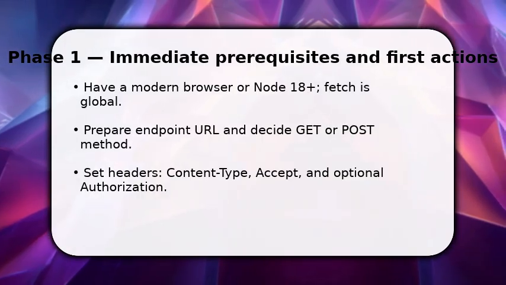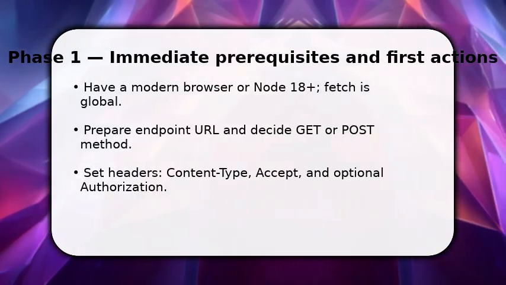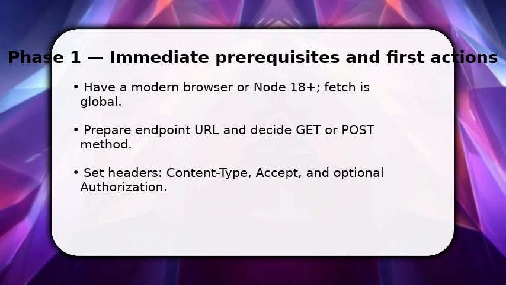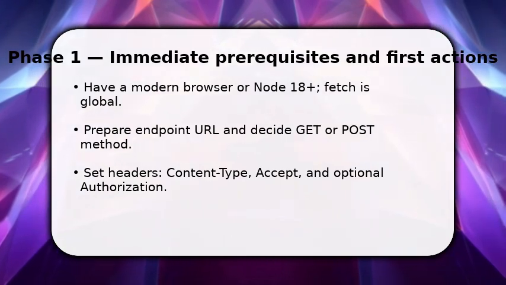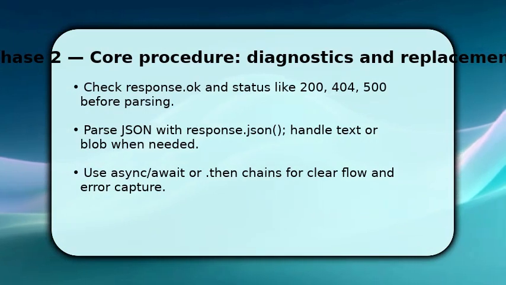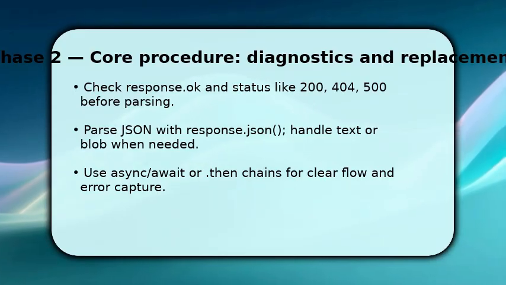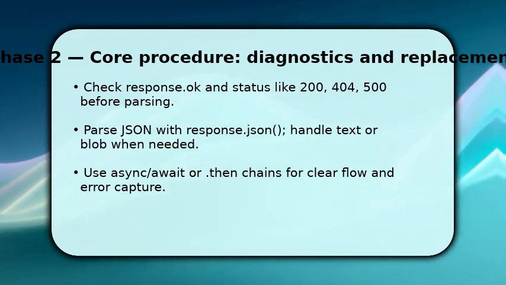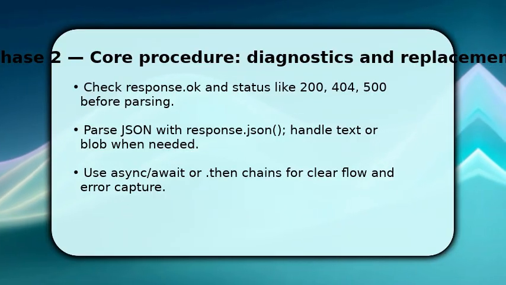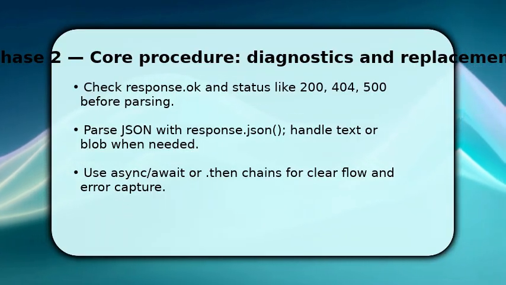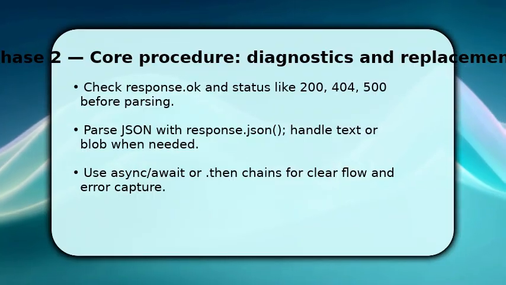Once done, chain .then to handle the response object, and check status codes before parsing. Once you have the response, you need to inspect it. Check response.ok and response.status, because a 200 means success while 400 or 500 require different handling. Then parse with response.json() when JSON is expected; that returns a promise.